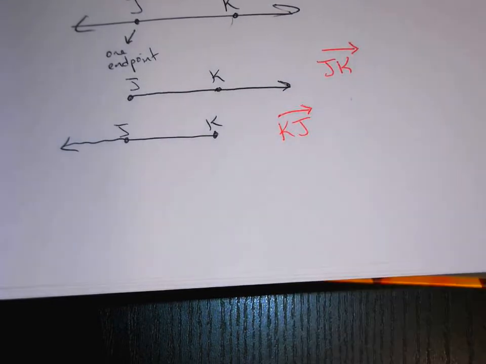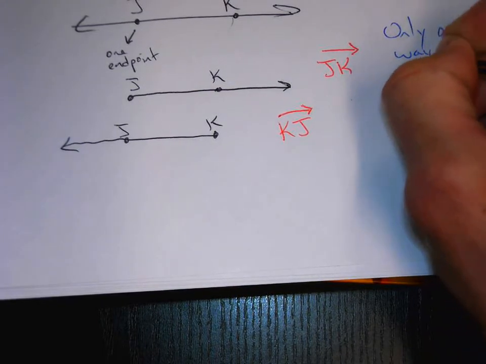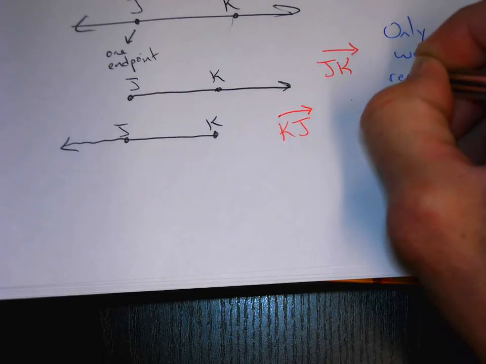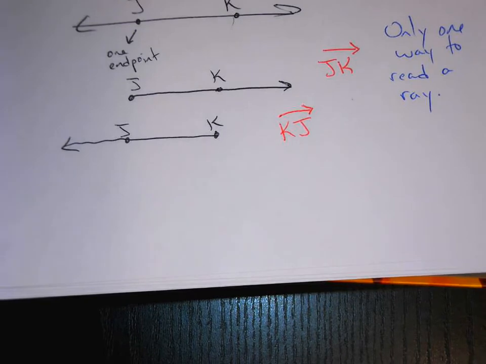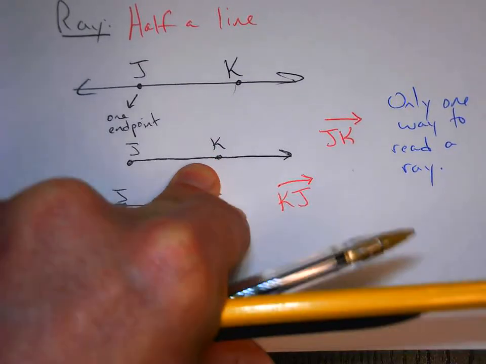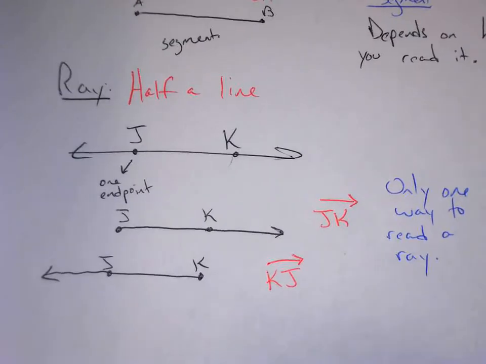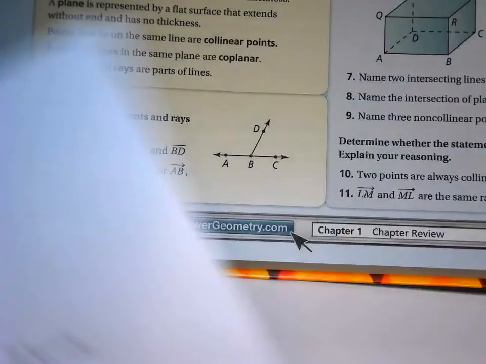There's only one way to read a ray. Oh, that sounds like a cool note. Only one way to read a ray. Now, that's how you read lines and segments and rays. So what about planes? Can you read planes? Yeah, you can read planes a whole bunch of different ways, but we'll get to that a little bit later. Let's go back to the notes here.